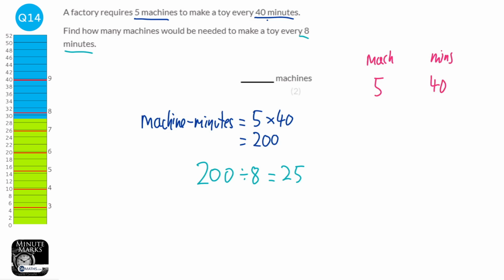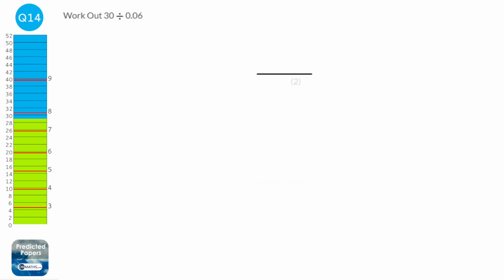Then 8 minutes, if you think about it, we divide that by 5 to get to 8. And so if we divide the amount of minutes by 5, we actually times the amount of machines required by 5. So this is called an inverse relationship. If one doubles, the other halves. If one is divided by 5, the other will be times by 5. So our answer here is 25 machines.